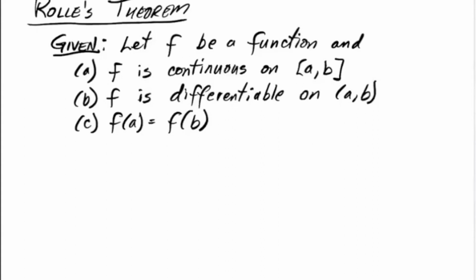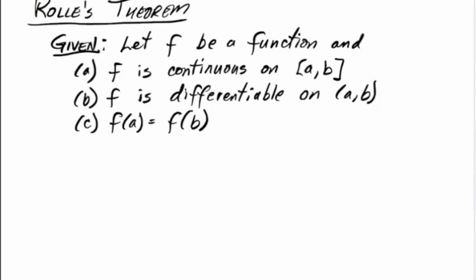Here are the conditions of Rolle's theorem. Let f be a function that is continuous on a closed interval from a to b. Also let f be differentiable on the open interval from a to b, and let f of a equal f of b. Remember, f is continuous on [a, b]. You can think of that as meaning that I can draw the graph of f without lifting my pencil. And if f is differentiable, that means that it's continuous, which we already have in part A, but also that it's not going to have any corners or cusps, and it won't have any vertical tangents.